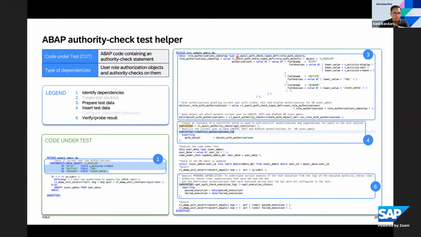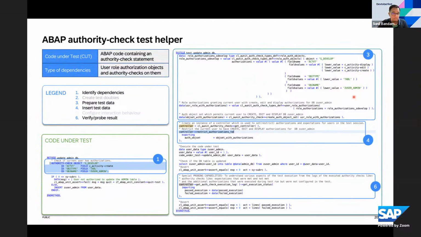For that, this framework offers a couple of APIs: CL_AUNIT_AUTH_CHECK_TYPES_DEF, so on and so forth. Okay, so role auth objects. I'm using my pointer here, so please follow that. I know it's difficult with the font size. And then you prepare this like so: for S_DEVELOP, I want to give my test user, for the ACTVT field, say display, edit, and create authorizations on, say, this table, Z_USER_ADMIN.